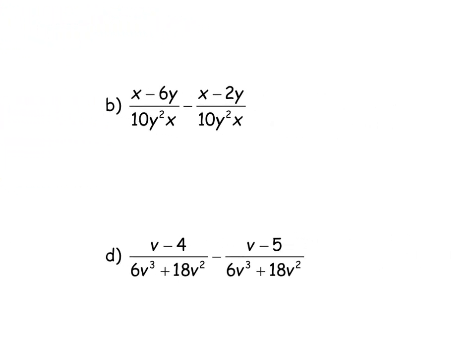B, x minus x is 0. And then, that would probably help if I did that one right. And negative 6y minus a negative 2y is negative 4y over 10y squared x. And then that y goes away, and one of those y's goes away. And it's also divisible by 2. So negative 2 over 5xy. You could probably leave it yx. That's fine also. Okay, I got one right. Oh, awesome.